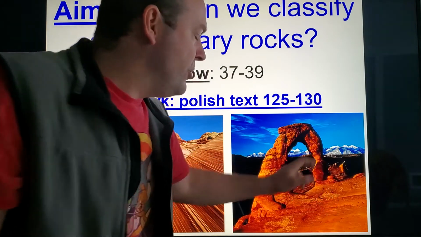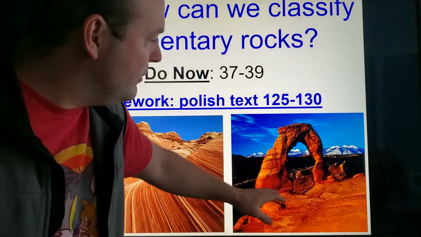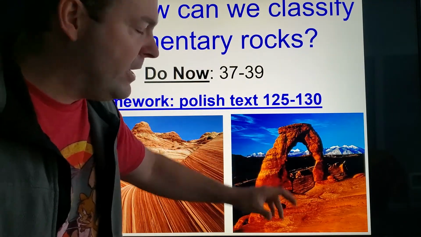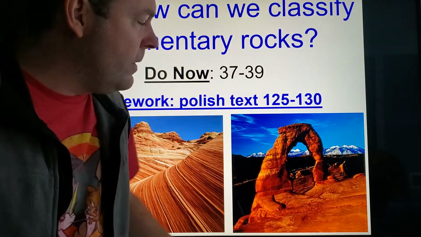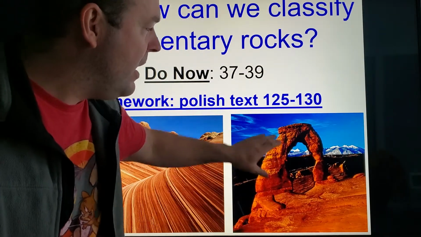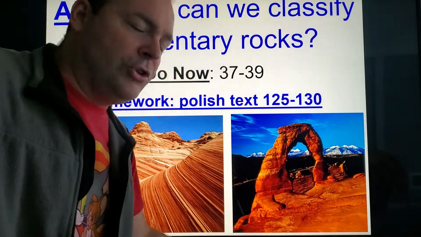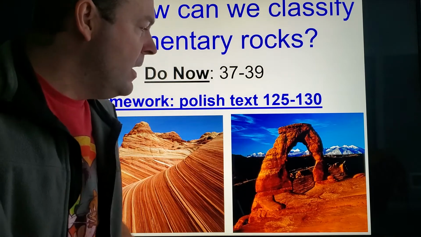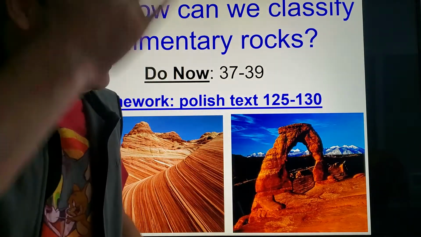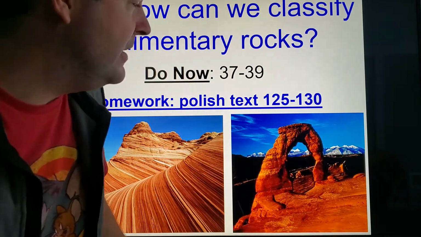This is out in Arches National Park, and again, you can see the beautiful sandstone there with the reddish iron in there. The wind and water weathering and erosion over time carved out these arches. The more resistant rock, of course, remains. This one is called Delicate Arch because you can see it's got a real thin piece there.